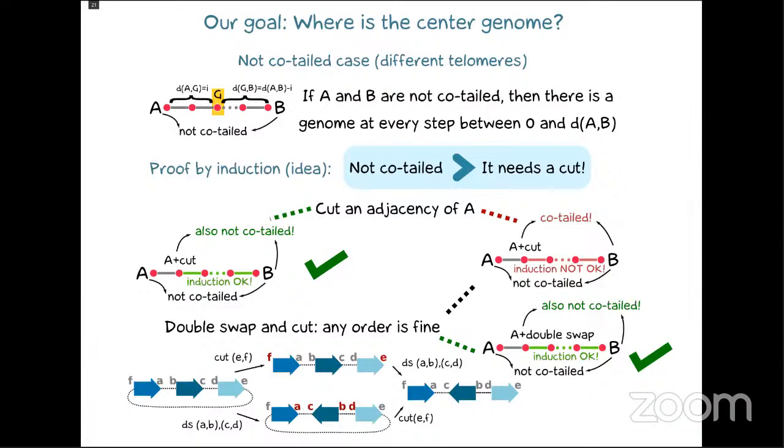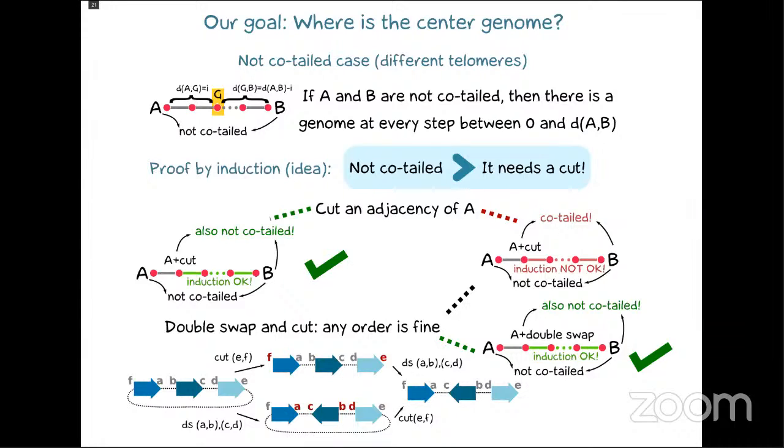I don't want to tire you guys too much, but it's a proof by induction, and I just want to give you the main idea. In a proof by induction, you have a case A and B, and you think about any sorting scenario from A to B, and think about the first operation. If the first operation leads to a genome that's not cotailed with B, then you can apply the induction hypothesis and you are done.